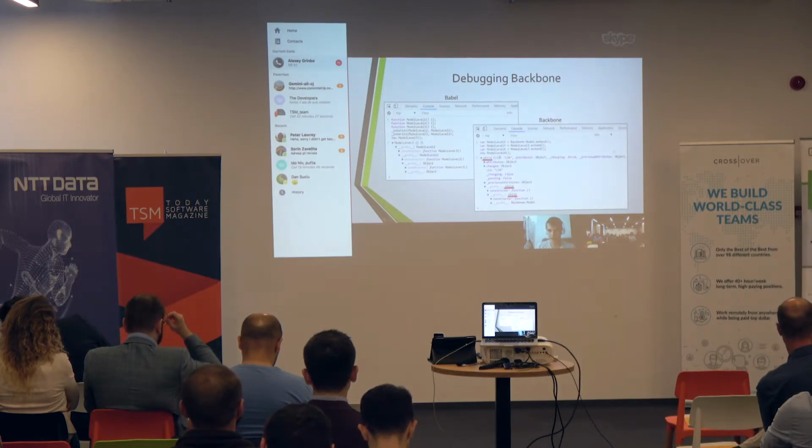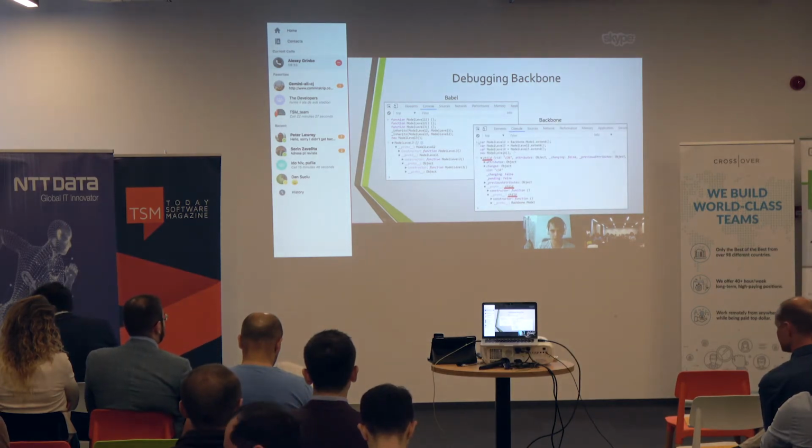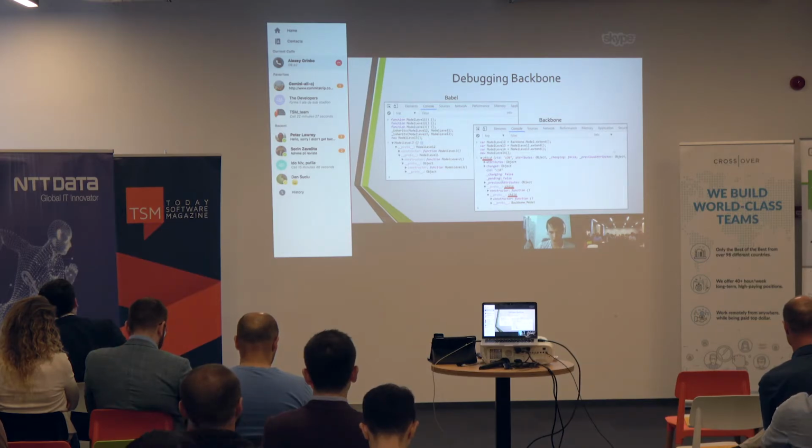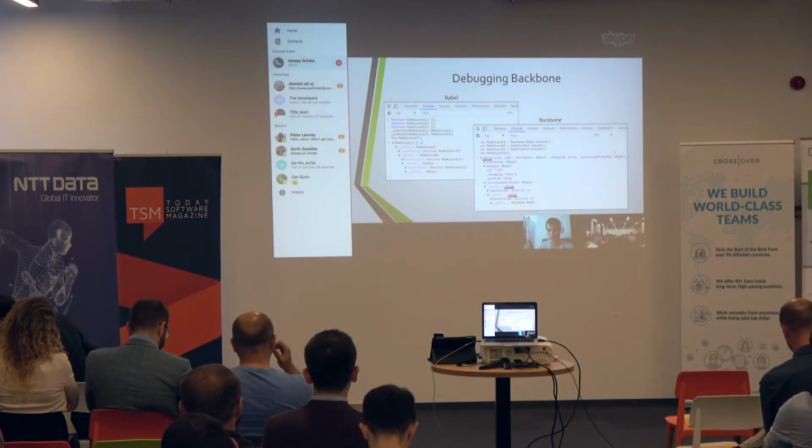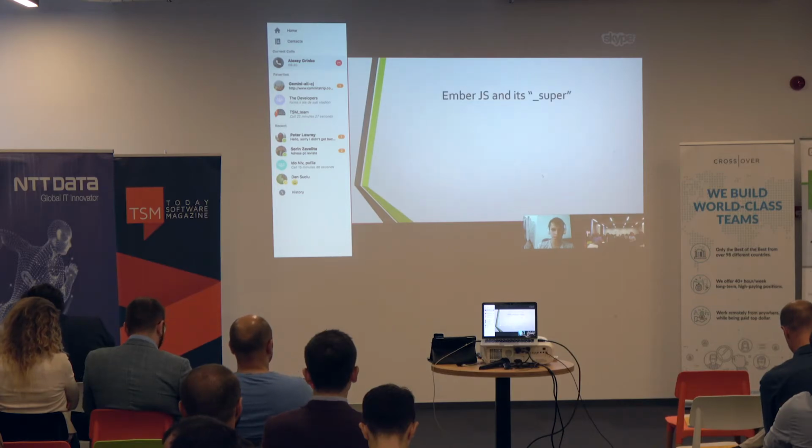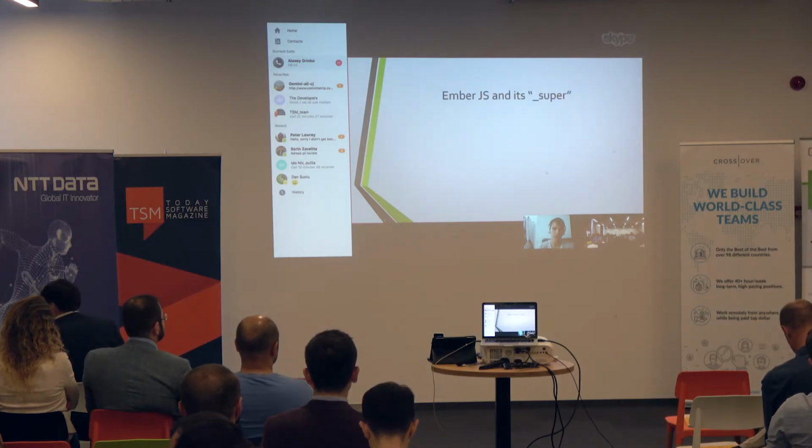On the other side, in Backbone, you can do the same with fewer lines of code, but the trade-off is that its constructor by default is called child. So when expanding this, you will see child, child, child, which is really not convenient when debugging deep chains of inheritance. So let's leave Backbone and skip to Ember.js.